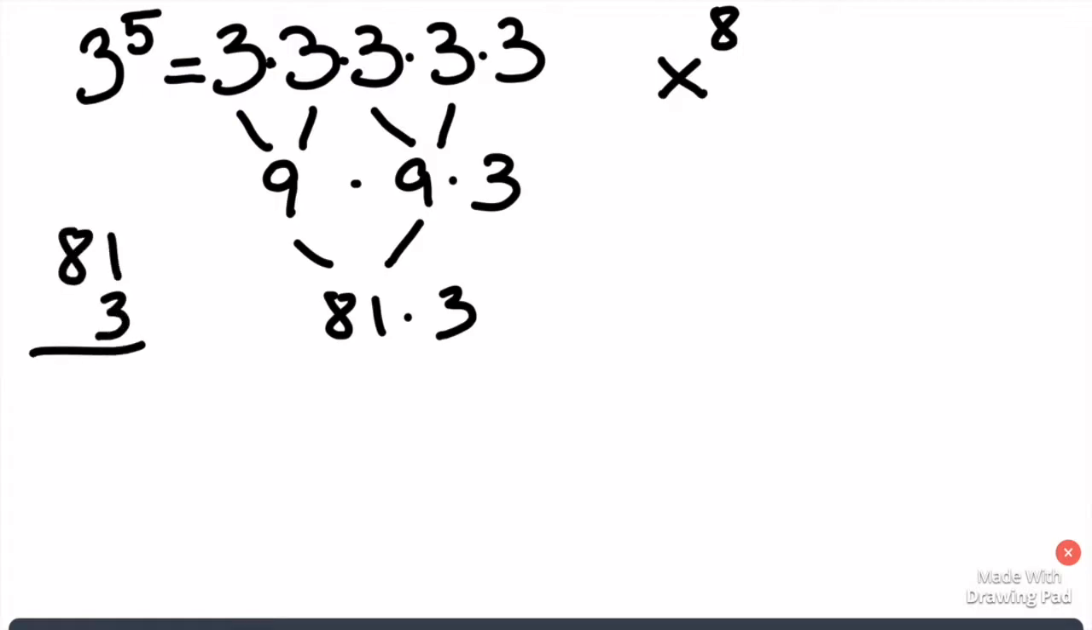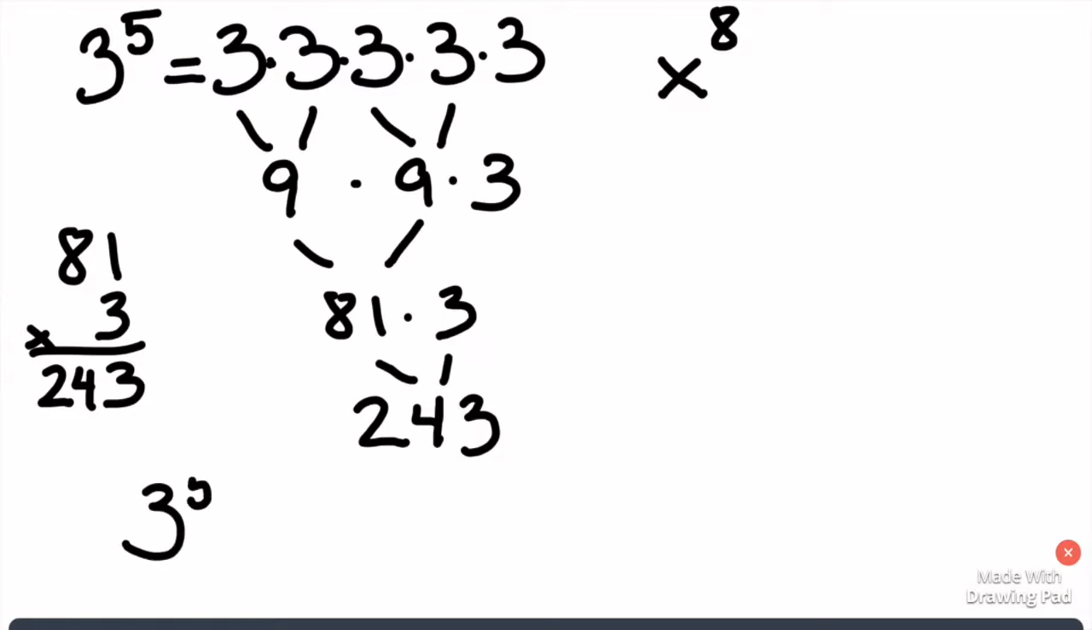If you didn't do that in the same order as I did, it's perfectly fine, as long as we get the same answer in the end. Okay, so 243. 3 raised to the 5th power is 243.